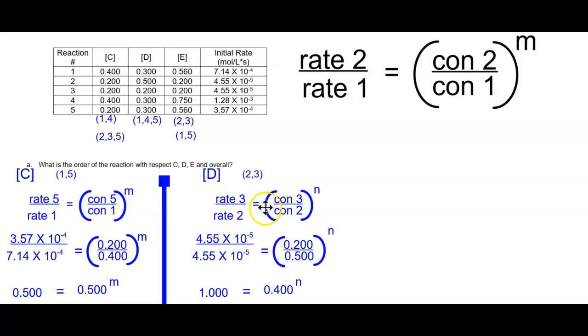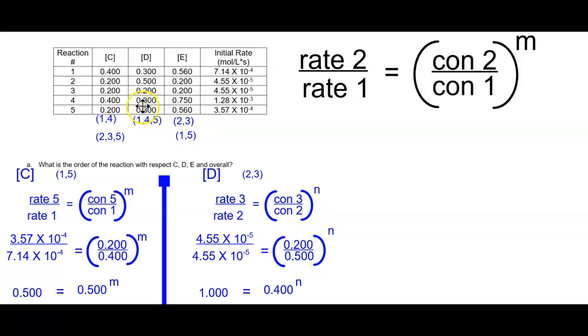So we're going to do rate 3 over rate 2, concentration 3 over concentration 2, raised to the n value. I could use m all 3 times. It's just a generic exponent that you're given. So I'm going to plug in 4.55 times 10 to the negative fifth. That's the rate for experiment 3, and the rate for experiment 2 happens to be the same. Then we have 0.2 over 0.5.